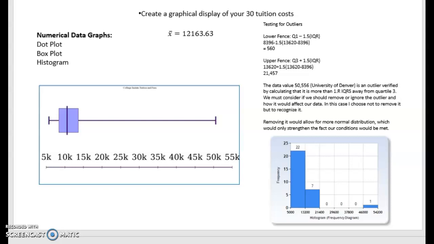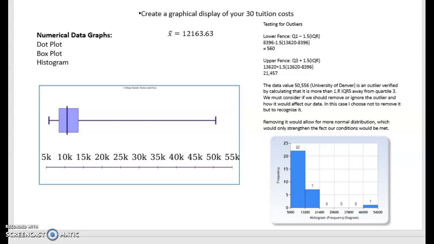So the first thing that I did after making my graphs, my box plot down below, and then my histograms down in the bottom right, is I calculated to see if there are any outliers. And I think this is a very important thing to do, especially for a t-statistic test, because for normal conditions, you want to make sure that you don't have any obvious outliers that are there. So I showed you what the lower fence and the upper fence are and how to calculate those.